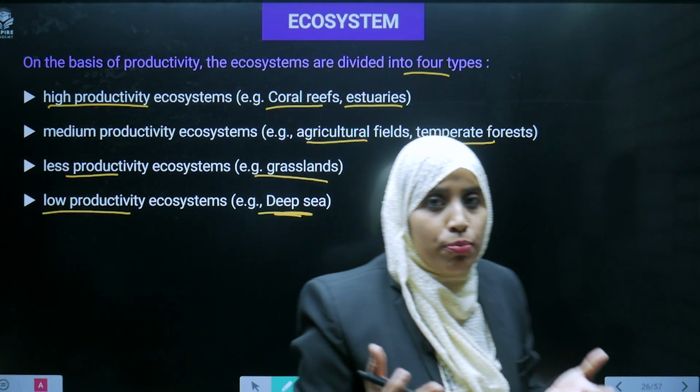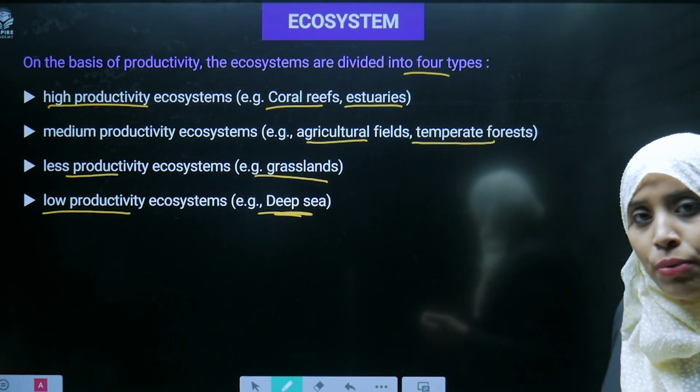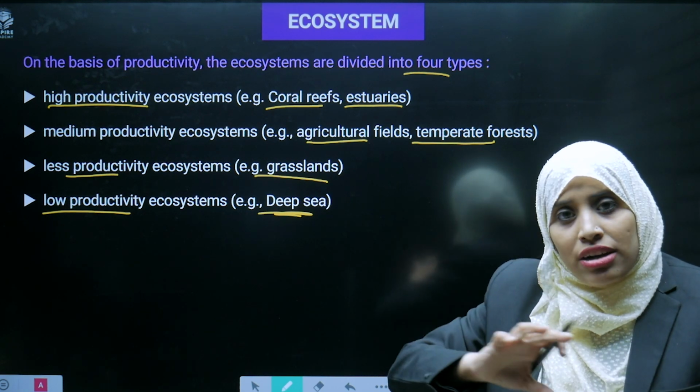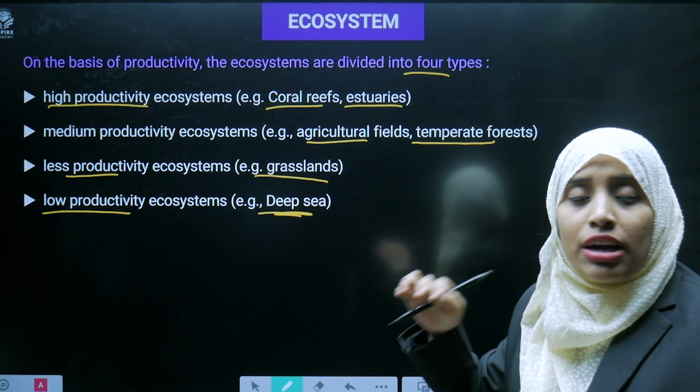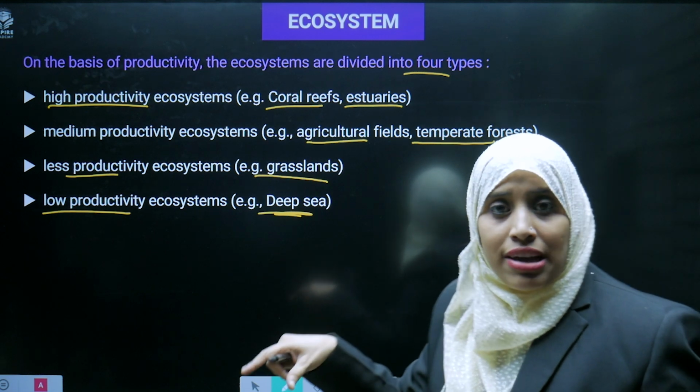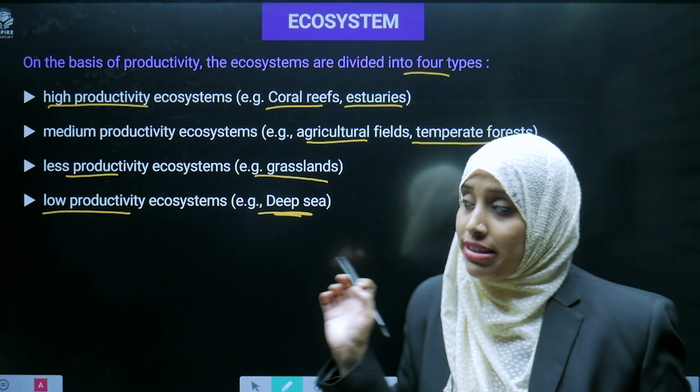That means at the bottom part of the ocean, sunlight cannot penetrate. So that part is totally dark. It is dark, which means there is no light, only minerals are there, so the productivity is much less.